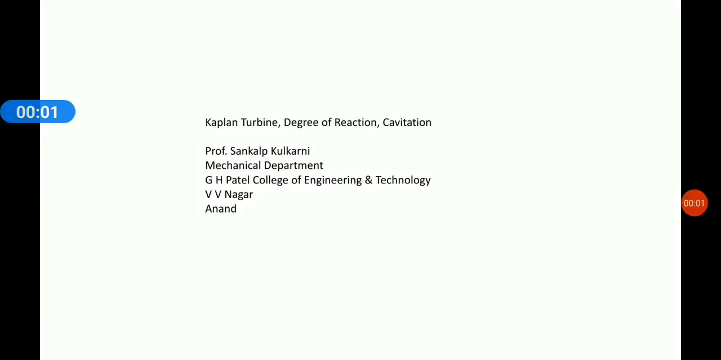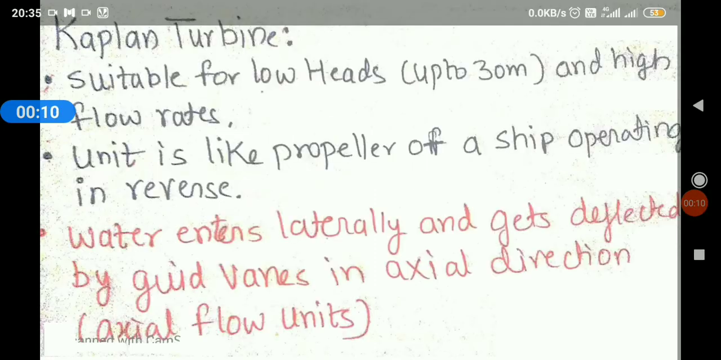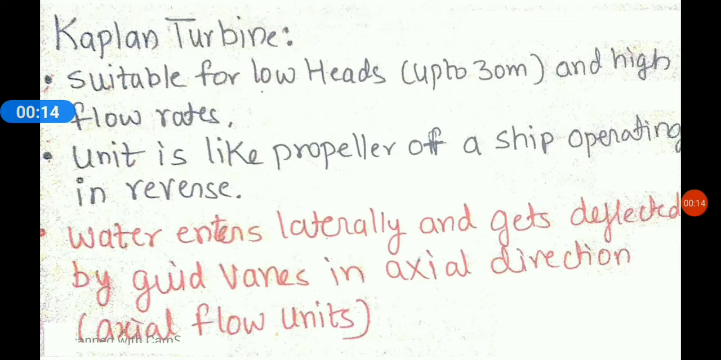In this lecture, we would learn about Kaplan turbine, degree of reaction, the basic of which we have learned in the last lecture, and cavitation. Now, Kaplan turbine is basically an axial flow turbine. It works at low heads up to 30 meters and high flow rates.